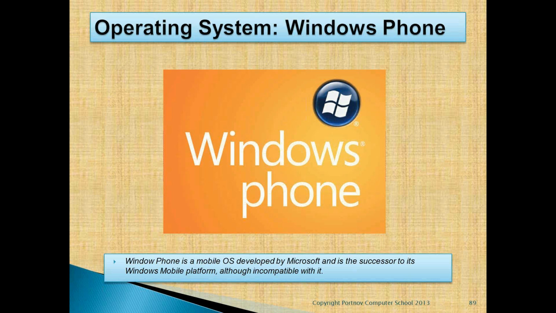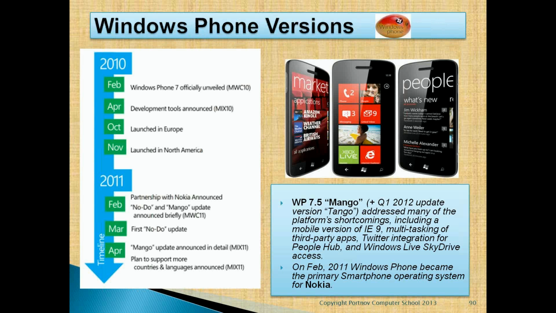So I already mentioned Windows Mobile, but Windows Phone as a mobile operating system was developed by Microsoft. It's the successor of the Windows Mobile platform, although it's not compatible, which is funny. Currently it's Windows Phone 8, but the previous version was 7.5 Mango. It introduced the special Metro system, one of the distinguishing features of these phones.